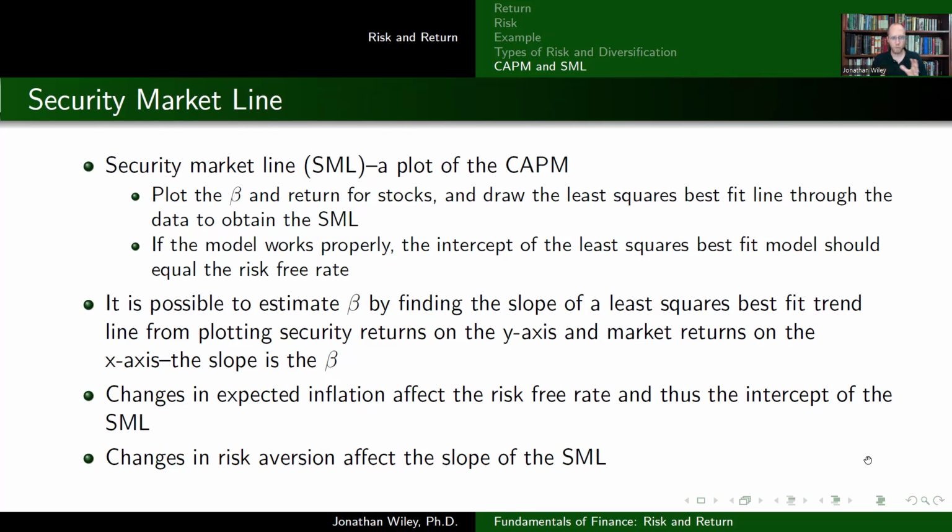If that model is working correctly, so if the capital asset pricing model works right, then basically the line ought to intercept the y-axis right there at the risk-free rate. That would be basically what should happen.